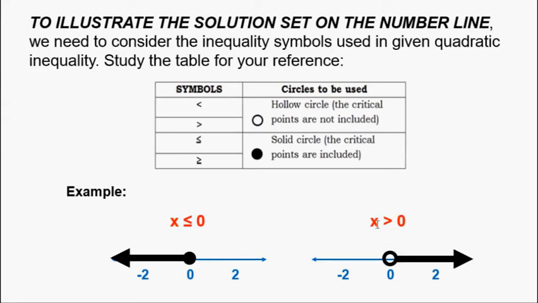Ngayon, we have x is greater than 0. So, we have the arrow papunta dito sa ating right side. Ibig sabihin, lahat ng value ng x na mas mataas pa kaysa sa 0 or lahat ng numbers na mas mataas pa sa 0 ay ang ating solution set.